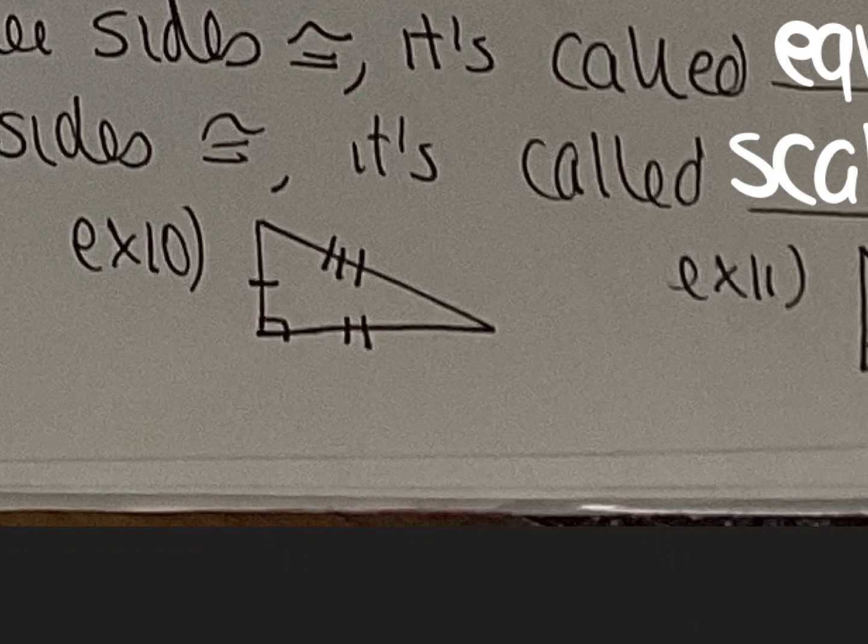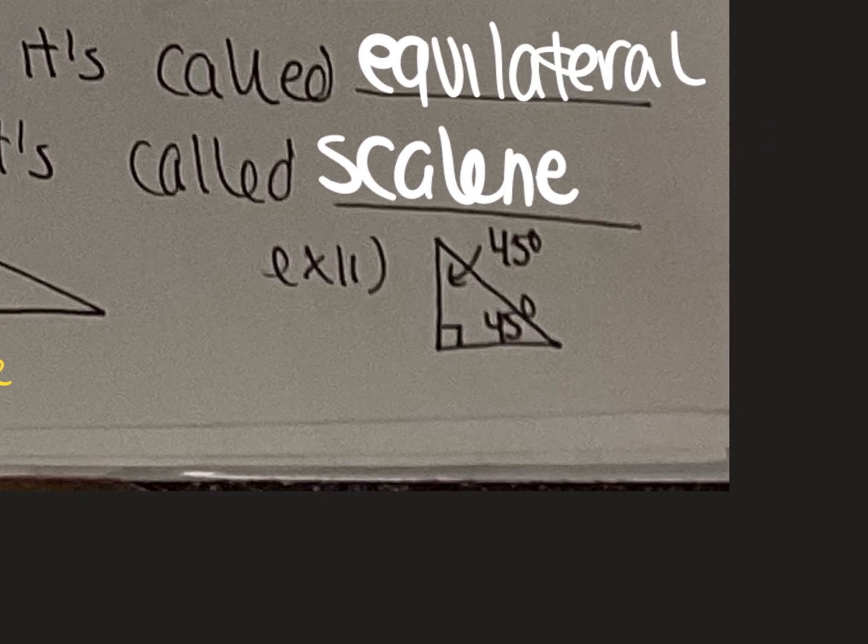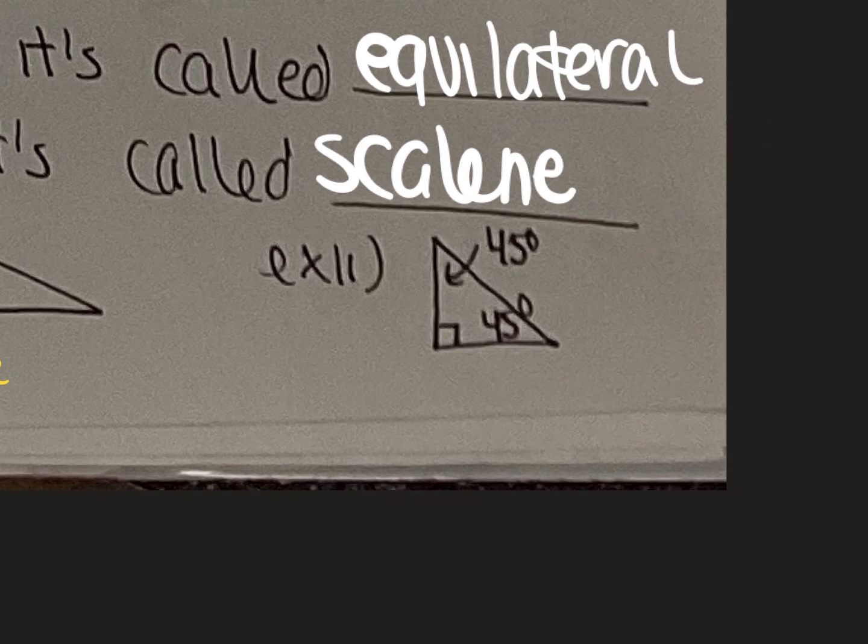Okay, over here we're looking at the sides, so we have hash marks instead of angles. 1 hash mark, 2 hash marks, 3 hash marks. None of the hash marks match, so none of them are the same. We call it scalene. If we needed another name, we could call it right scalene. Okay, example 11. We have 2 angles that are 45 and a 90. If 2 angles match, then 2 sides have to match, and it's isosceles, and right.